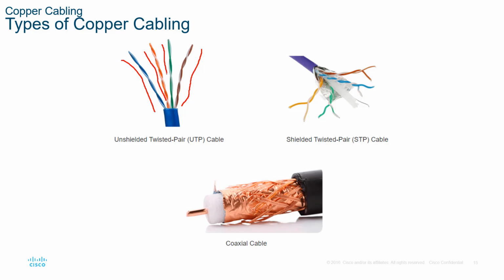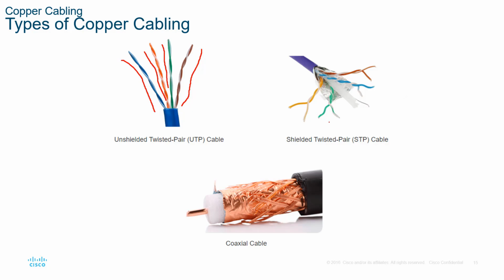And then the green is slightly different. So the twists actually matter, and how close they're twisted together actually matters. That helps prevent crosstalk, the electrical signal jumping from one cable to another.